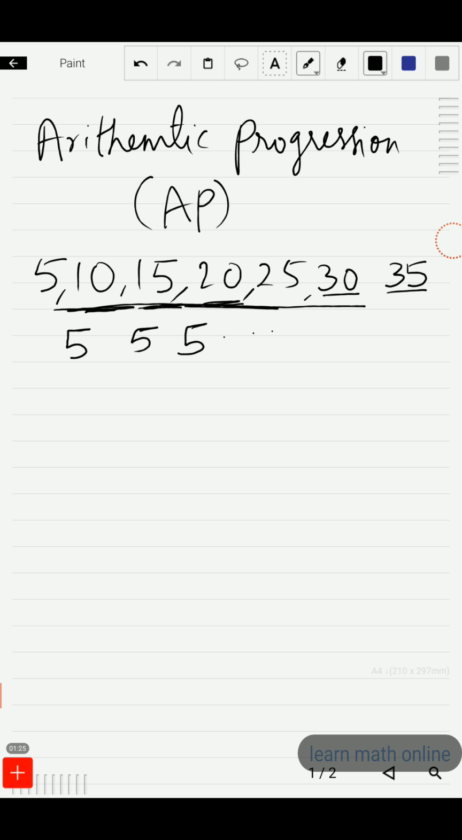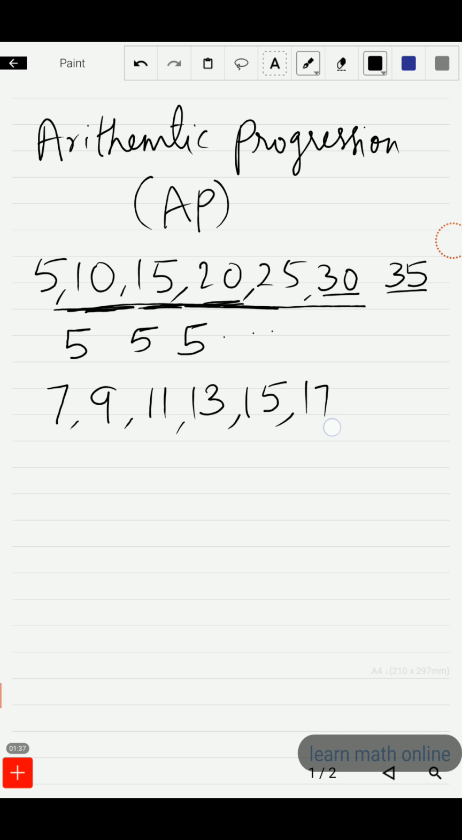Okay. Now let me write another series or another list of numbers: 7, 9, 11, 13, 15, 17. Okay, now you tell me the next two numbers here. Of course the next two numbers would be 19 and 21, isn't it? How can you tell that?